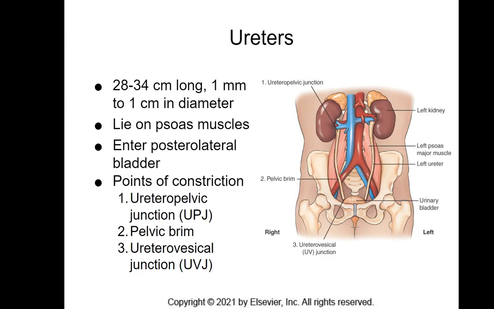As the ureters pass downward or inferiorly, they lie on the anterior surface of each psoas muscle, and you can see that on the diagram here.